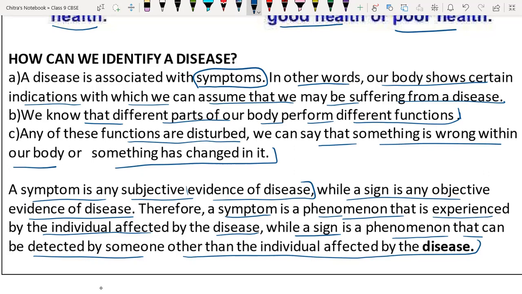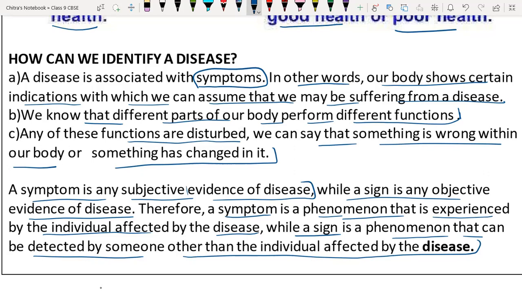But if I go to the doctor, the doctor will first check the temperature of the body. That is nothing but the sign. He will check the blood pressure. He will check the blood or urine for the presence or absence of different kinds of diseases, like by identifying bacteria and viruses in our blood. All these are nothing but the signs, beta. So a sign can be identified by another person, but the symptoms are identified by the person who is suffering from the particular disease.